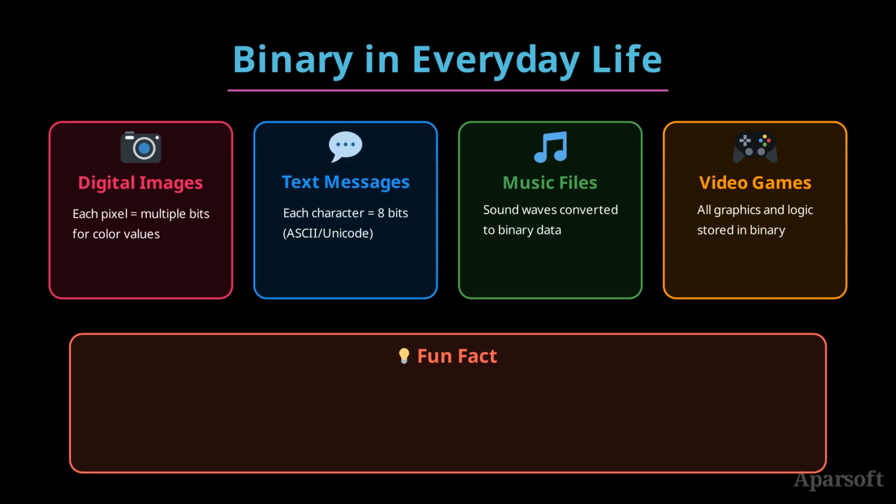Here's a fun fact. The letter A is stored as 1000001 in binary. That's 8 bits, or exactly 1 byte. Every letter you type has its own binary code.